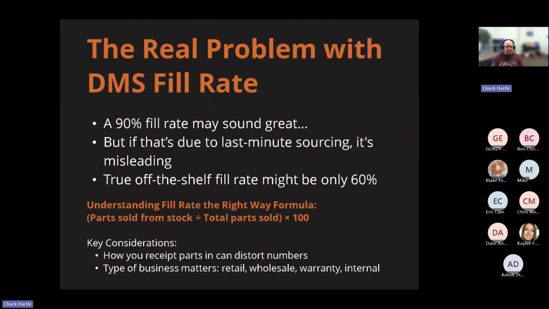Typically what we see, and I'll show you the next slide, which really bears this to truth, is most people, if you can hit a 60 to 65% off the shelf fill rate, you're being realistic and you're calculating it right. Understanding the fill rate with the right formula is simply parts sold from stock divided into total parts sold. So again, how you receive parts in can definitely skew this, and the type of business really matters. And that's what the next slide is going to show you here.